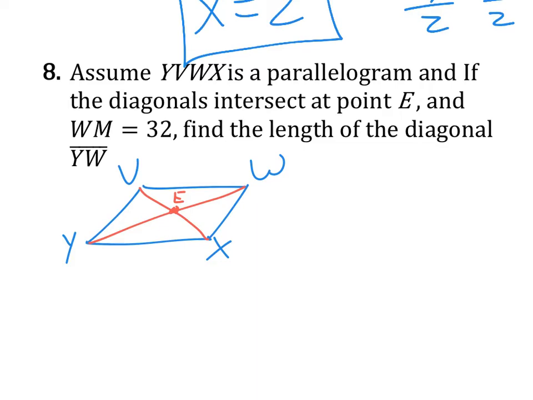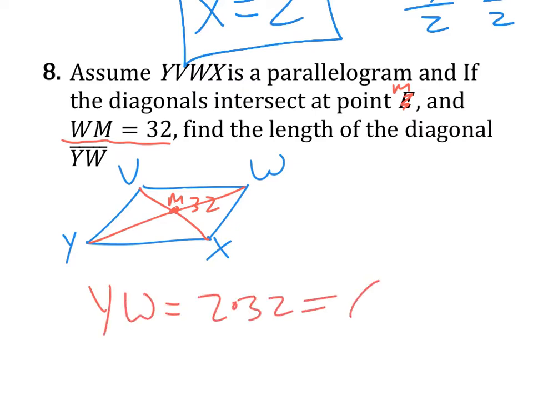And, well, this is interesting. A little typo going on here. It says WM is 32. Well, sorry about the typo there. I think the point is for this to be an M. All right? So if that's an M instead of an E, let's make that an M. And we know that WM is 32. Well, we know the diagonals bisect each other, so YW has to be 2 times 32, which is 64.